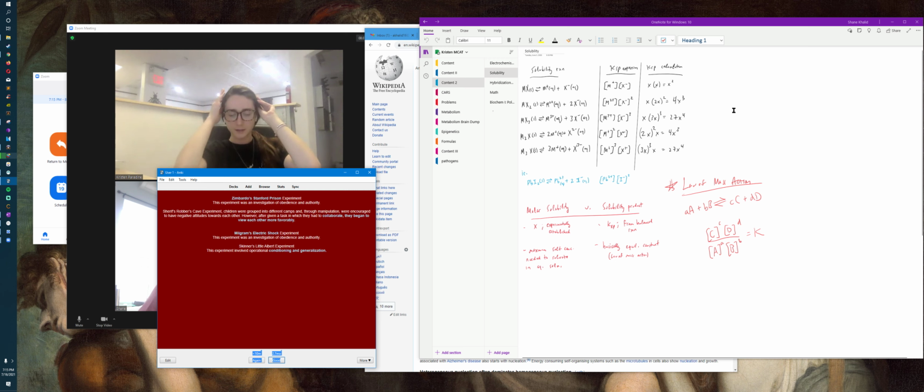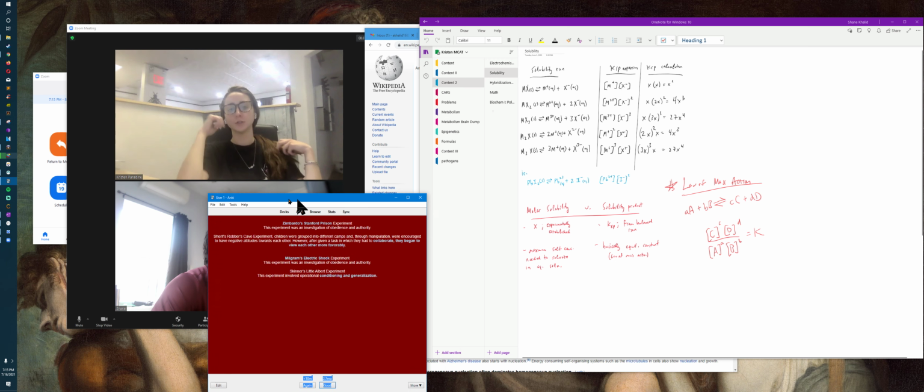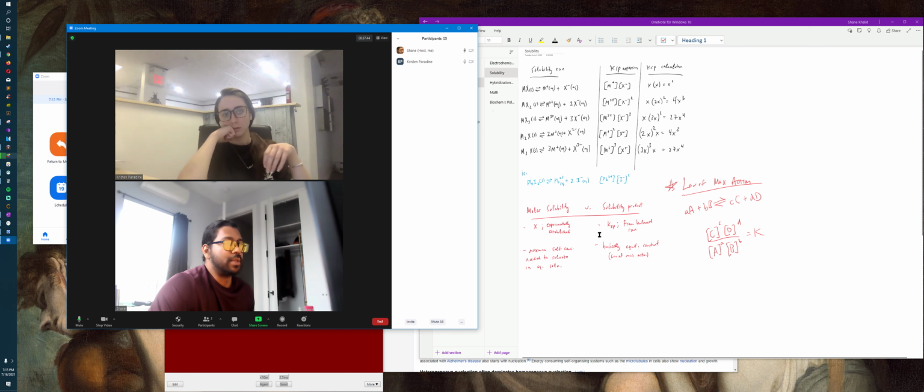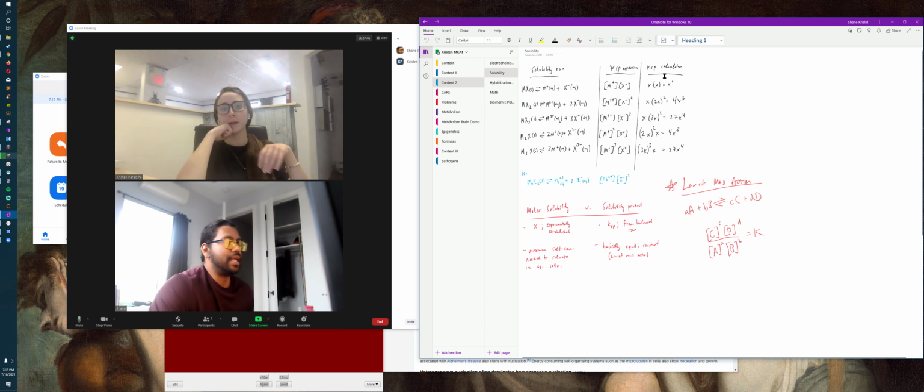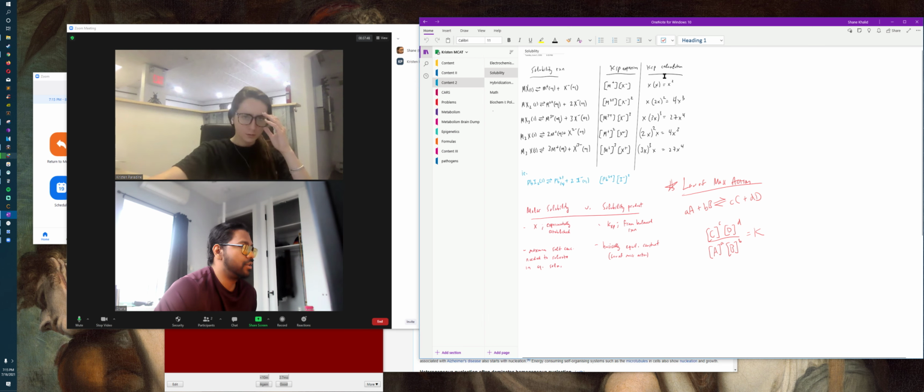They'll give you a value for the concentration? How would the concentration help? Let's say that they give you a KSP value. If they give you a KSP value, then you can set it equal to the 4x cubed, and then you can solve for x.